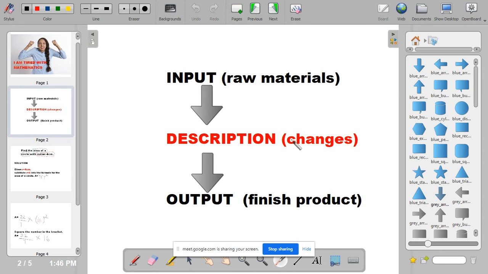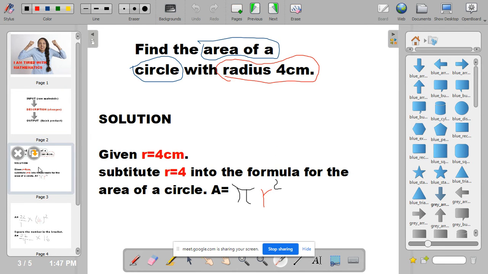This is where the definitions, the formulas, the axioms, and the theorems come in. So back to our task here. We have the input here. We want to make the change to the input so that we can get to the output, which is the area of a circle.